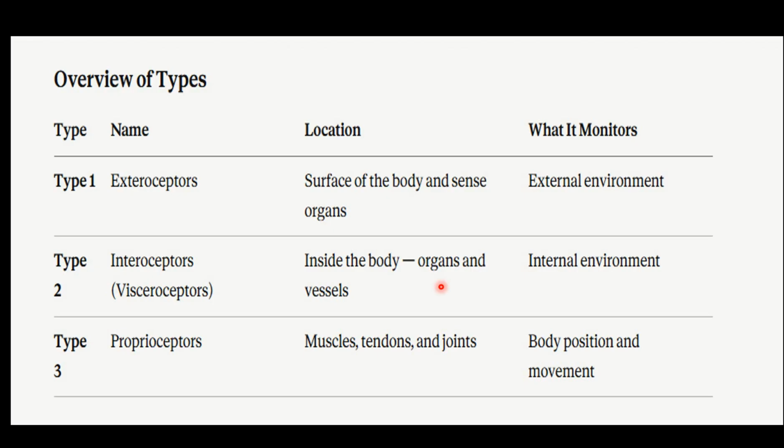The next thing is type 3, which is proprioceptors. Location is muscles, tendons and joints. And what does it really monitor? It monitors the body position and movements. So these are the 3 types that we will be elaborating in the upcoming sessions in detail: what exteroceptors are, what interoceptors are, what proprioceptors are. We will be covering all these things in detail from the next session.